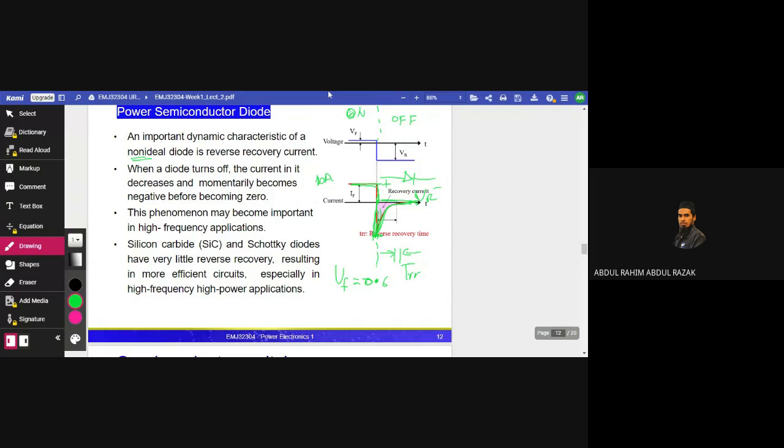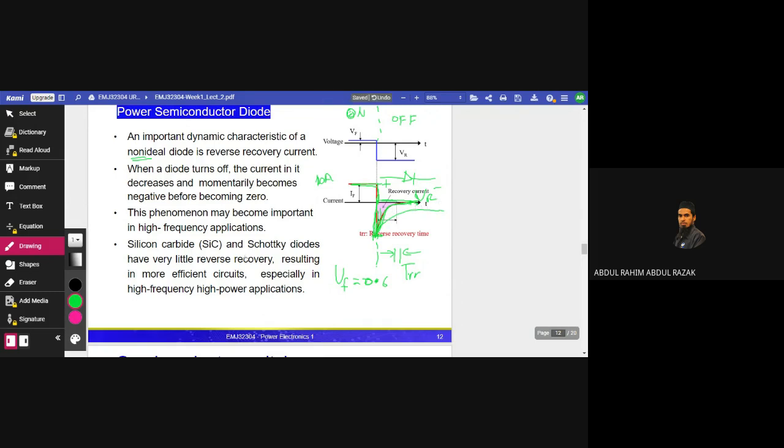So when you want to choose a diode from the market, this is one of the criteria. It's not the only criterion, but it's one of the criteria for choosing the best diode. When you want to use a diode at a higher frequency response, the TRR should be the shortest possible, because if it takes too much time to recover, you cannot use it in a higher switching frequency.